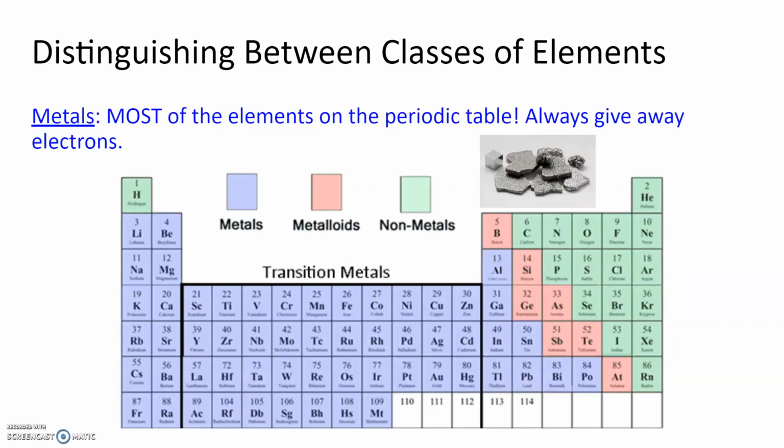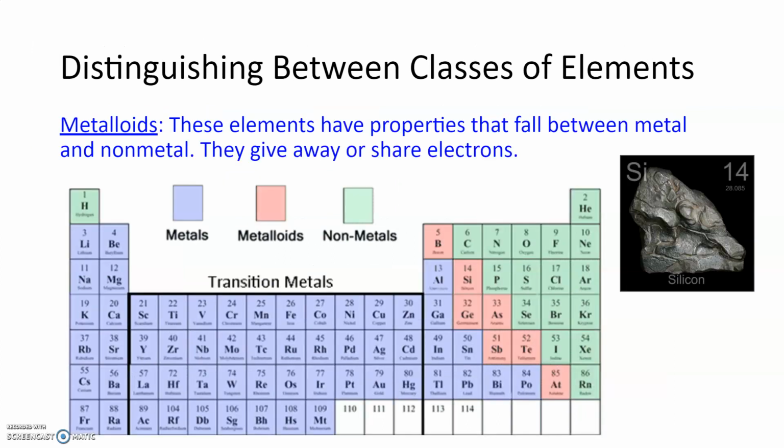There are different classes of elements, and they can be classified as metals, and we're pretty familiar with metal. They can be classified as metalloids, and they can be classified as nonmetals. And this really depends on what kind of electron structure they have, what kind of physical properties they have, and what kind of chemical properties they have. So metals make up most of the periodic table, and they always give away their electrons, and they're shown here in blue.